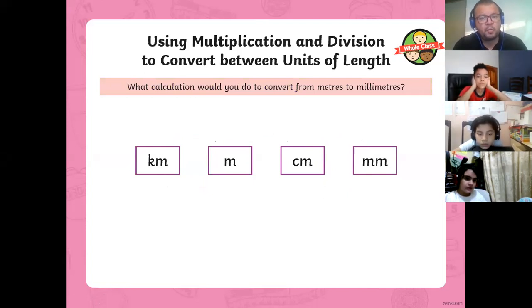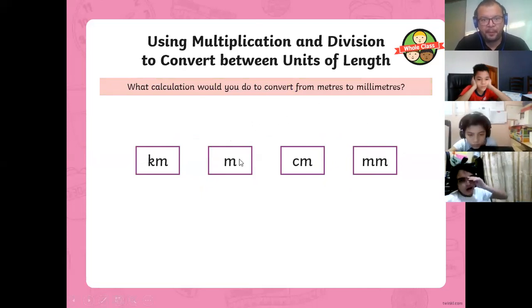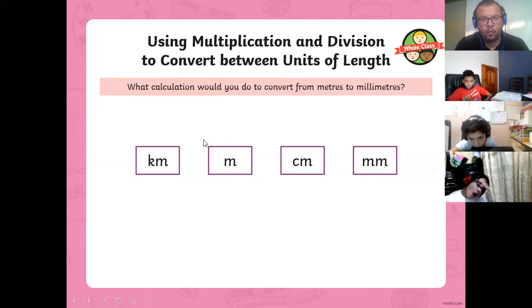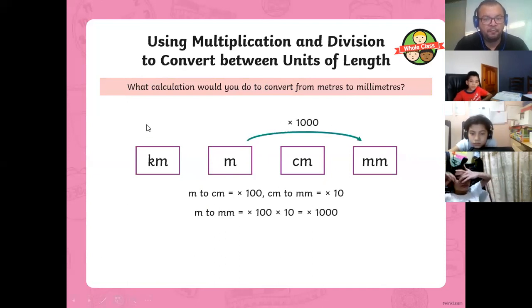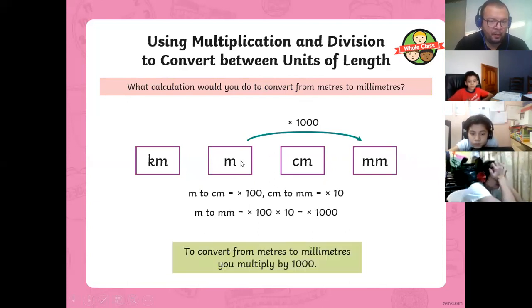What calculation will you do to convert from meters to millimeters? For example, if you have meters, but you need millimeters, what conversion are you going to use? Multiplication. Yes, but by how much? First of all, you have to multiply by 100 and then by 10, right? So from meters to millimeters, you have to multiply by 1,000 because there are 1,000 millimeters in 1 meter. Okay?